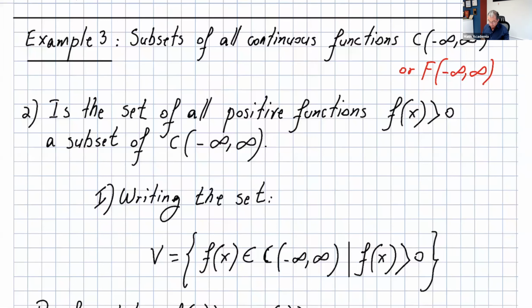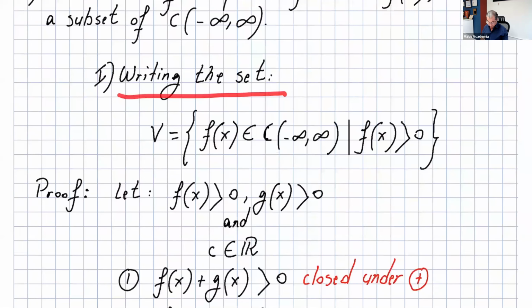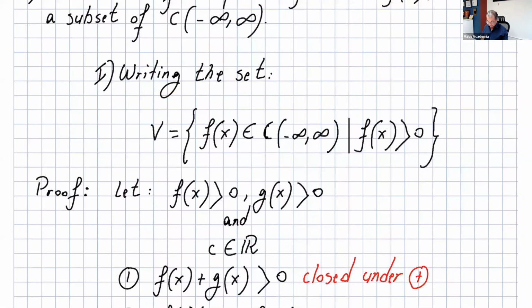Example 3, try to do another one for all continuous functions. Is the set of all positive functions f(x) greater than 0 a subset of all continuous functions? Let's write the set, just like examples before. So we have our f(x) is a continuous function such that f(x) is always positive.